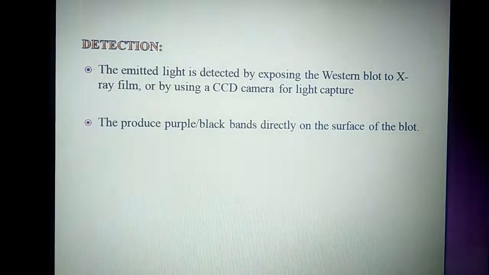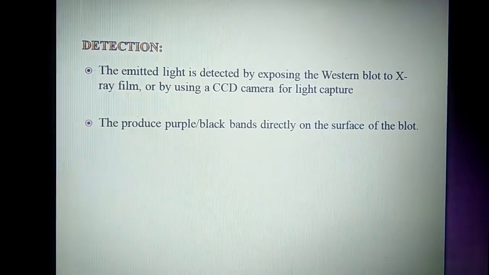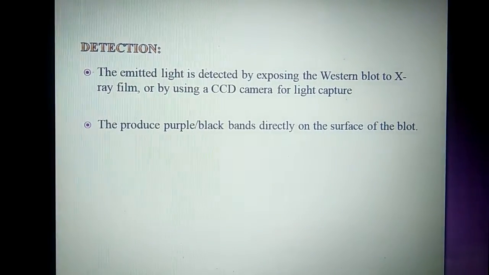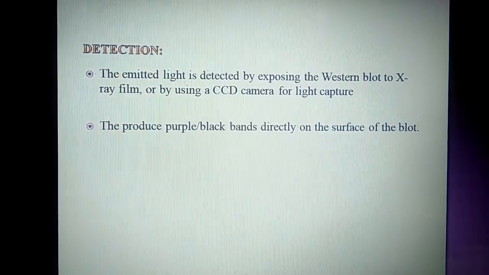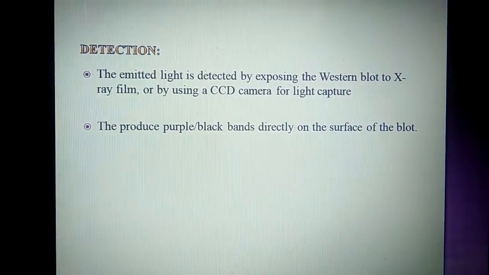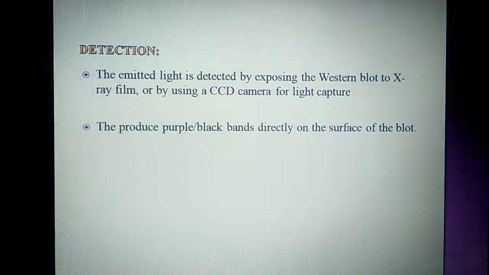The last step is the detection. The detection is done by using X-ray film or a CCD camera for light capture, and the production of purple-black bands directly on the surface of the blot will confirm the presence of the protein of interest.